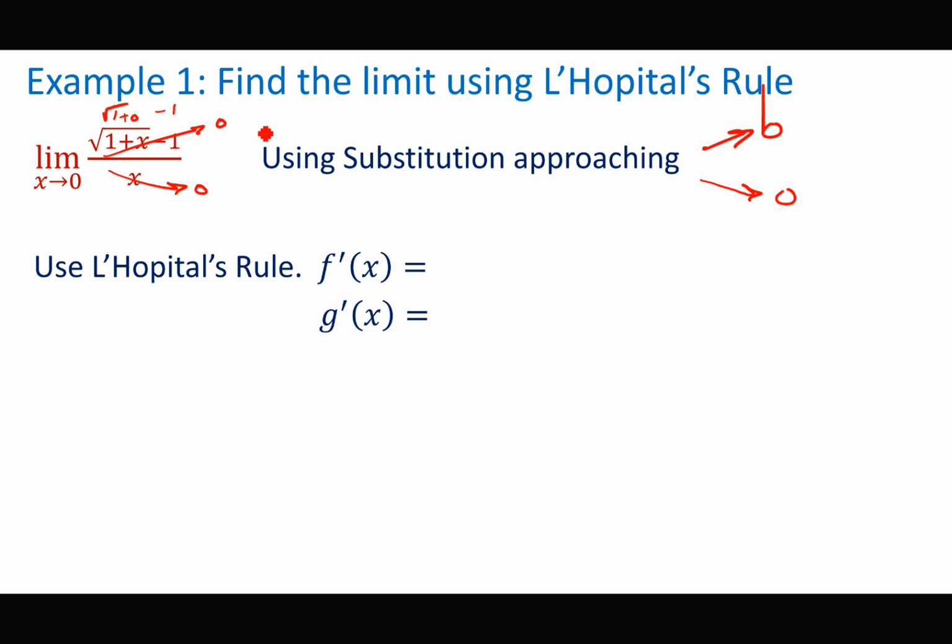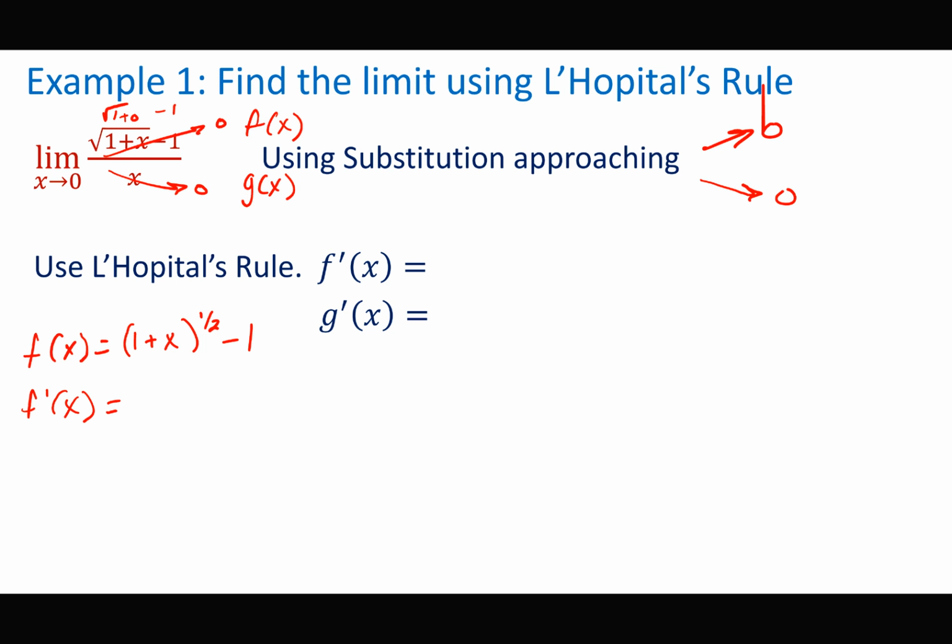All right, and I'm going to label the top as our function f of x and the bottom our function g of x. So f prime of x, well, that's this first, right? F of x. So f of x, I'm going to write it without a radical. So 1 plus x raised to the 1/2 power minus 1.